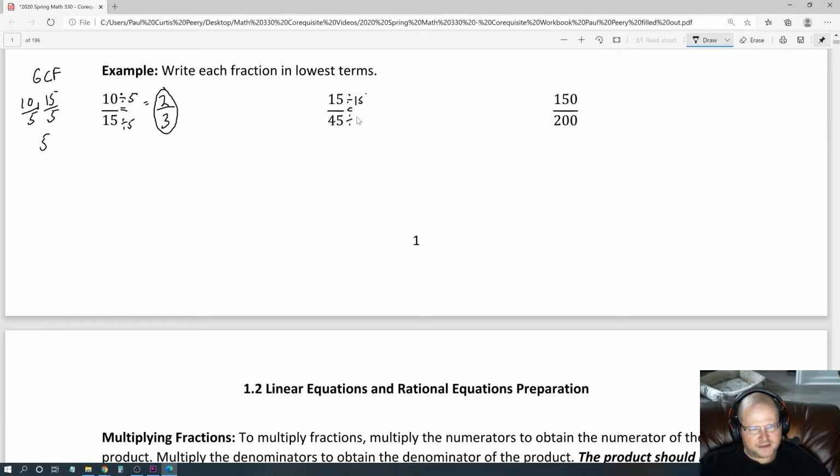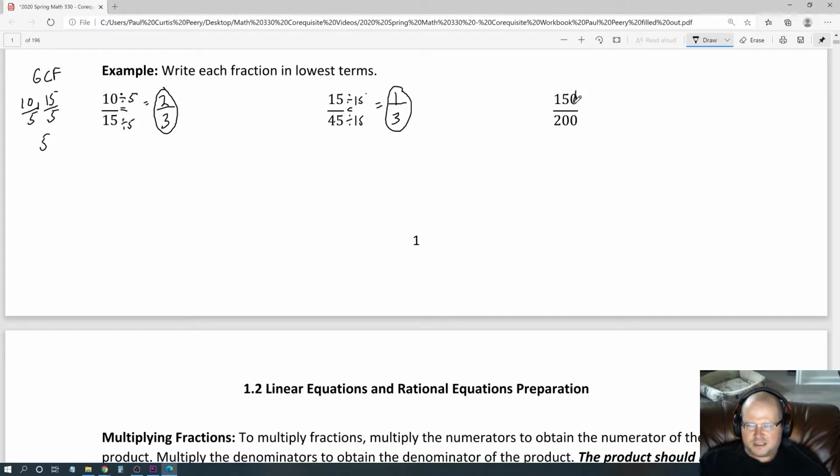That's the greatest common factor. And that would give me, again, a 15 divided by 15 is a 1, and 45 divided by 15 is a 3, so you end up with 1/3. And since the largest thing that I can divide into a 1 and a 3 is a 1, we know we're done. Okay, let's say we wanted to find the greatest common factor of 150 and 200.